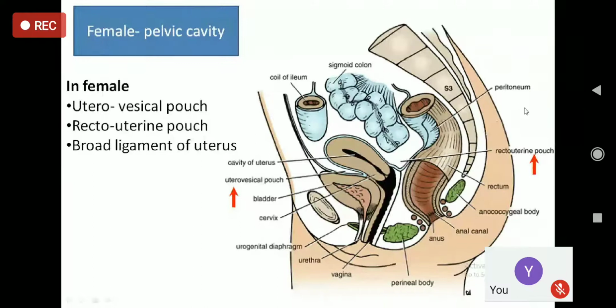And another one is the broad ligament of the uterus, as I showed you just before. So these are the structures only present in the female: the rectouterine pouch and the uterovesical pouch. Vesicle means urinary bladder. And the rectovesical pouch is in the male. The rectouterine pouch of Douglas is the area where there is collection of pus during peritonitis.